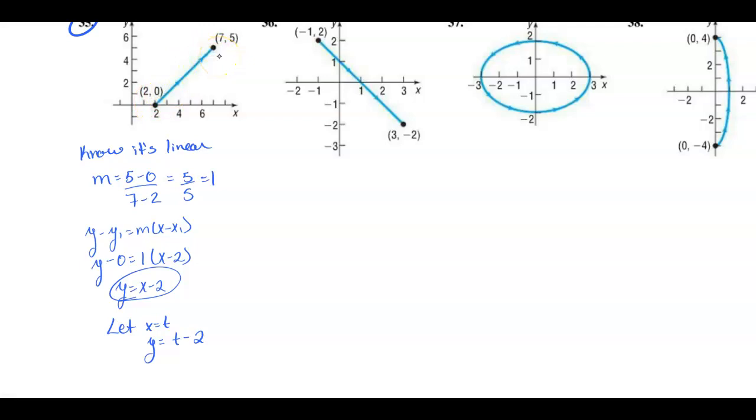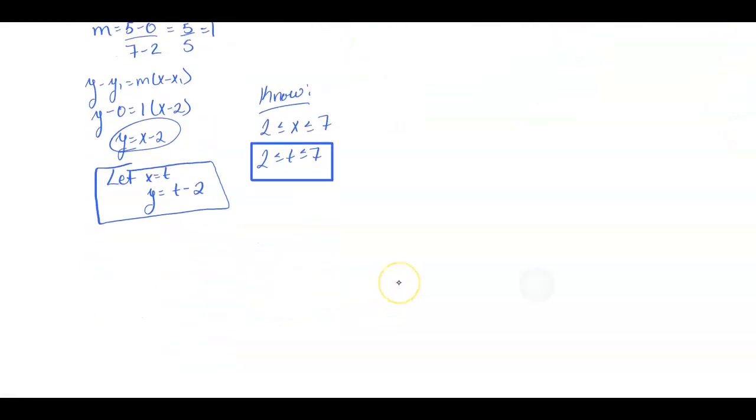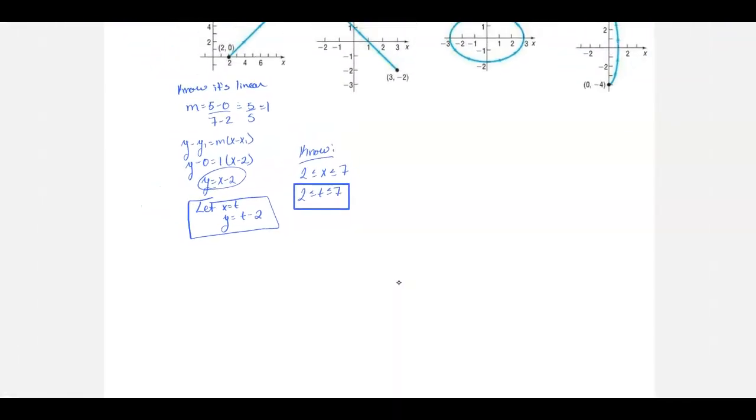So we know that x is bounded between 2 and 7. And if we let x be t, then t has to be bounded between 2 and 7 as well. So there's our set of parametric equations with our restriction there. Now, what if we didn't want to do that?